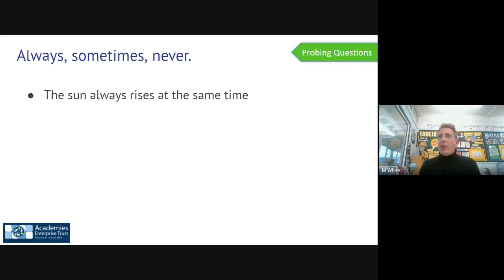Now, you might be thinking, oh yeah, obviously it does. It rises before I get to school, and then it sets when I've had my dinner, before I go to bed. But think about how that changes across the year. Do we experience longer days at different points in the year? Do we experience shorter days at different points in the year? Does the weather play a part in it? I don't know. So have a think about, is it always, sometimes, or never?